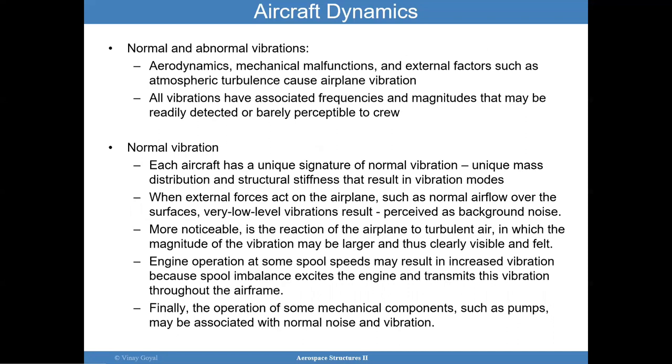Normal vibration is so that you have a normal airflow going around the surfaces, and it usually results in very low levels of vibration. Usually you can sense some amount of noise, but not significantly enough to be of concern. Each aircraft, I want to point out, has a unique signature of normal vibration. That's because every aircraft has a unique mass distribution and structural stiffness. You're going to have a build-to-build variability from one 737 to another. It's not perfectly the same.